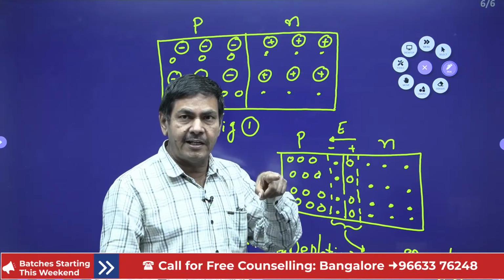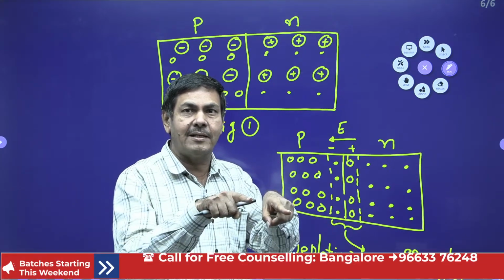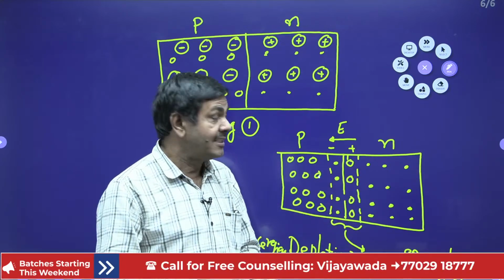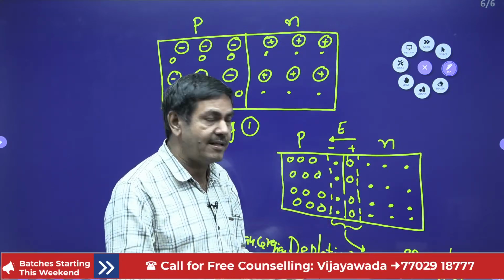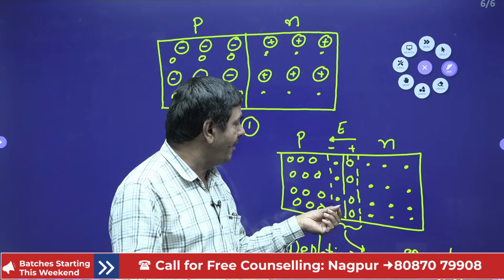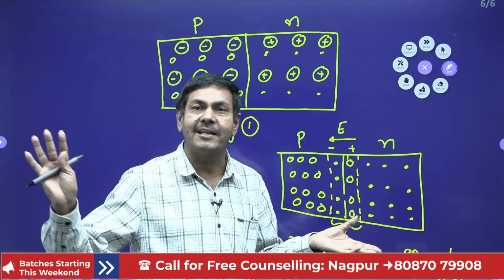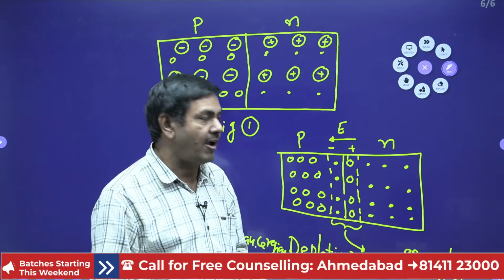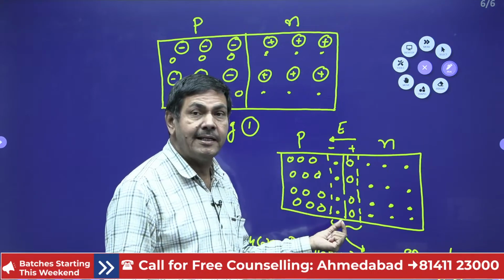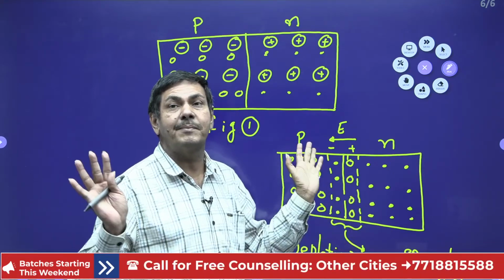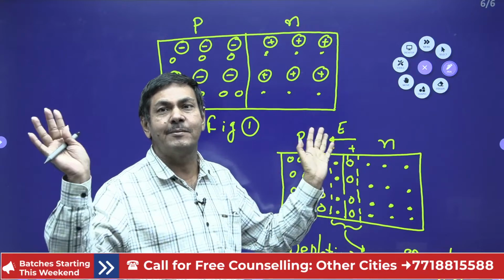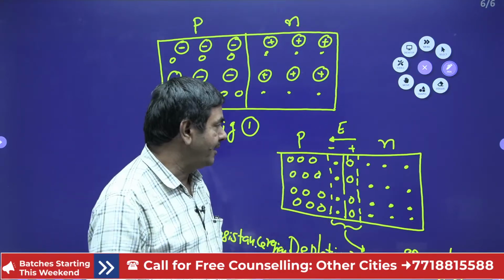Whenever the drift current and diffusion current are equal, immediately the mechanism of diffusion is stopped. Once the diffusion is stopped, that depletion layer remains stagnant. It doesn't increase any more. Catch my point.